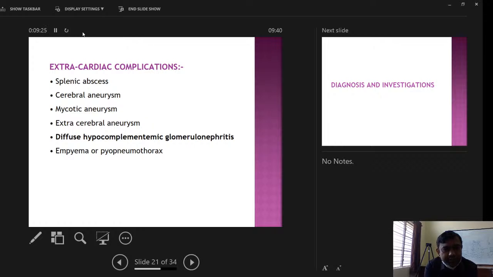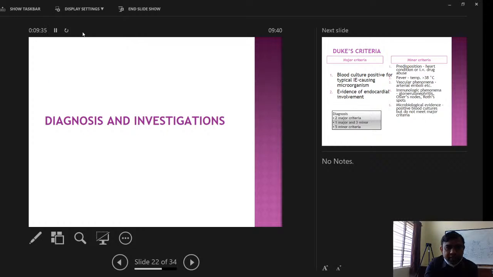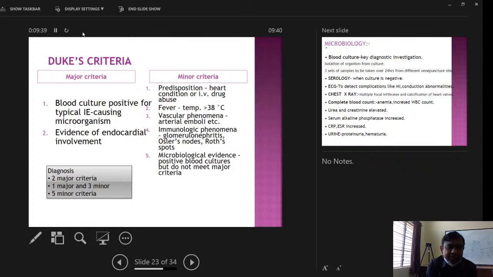And next, empyema or pyopneumothorax. If it enters the lungs, it may cause empyema, pus in the lungs, and pyopneumothorax. And the diagnosis. The diagnosis is very important. There are Duke's criteria in the diagnosis of infective endocarditis. The Duke's criteria contain 2 major manifestations and 5 minor manifestations.